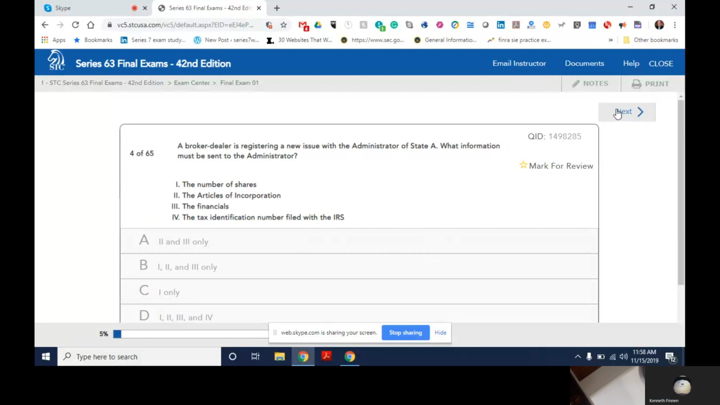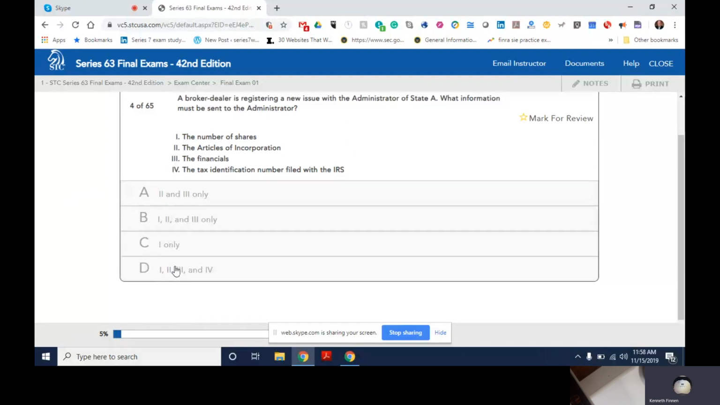Boom. Okay. A broker-dealer is registering a new issue with the administrator of State A. What information must be sent to the administrator? Okay, so we're registering a new issue. I would have to give you the number of shares, the articles of incorporation, which is basically how we're incorporated, all the rules. I think we have to put the financials, the tax identification number. I'm going to say yes. I'm not 100% sure on that, but I do think you have to give them that.